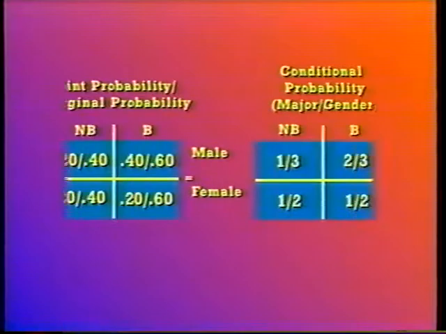Step 4, divide the joint probabilities in the table by the marginal probabilities in each column. The probability of female given business major is now 1/3. Given business majors, we are less likely to find a female student than a male student.